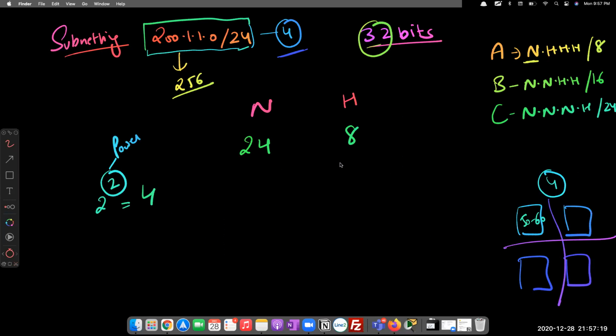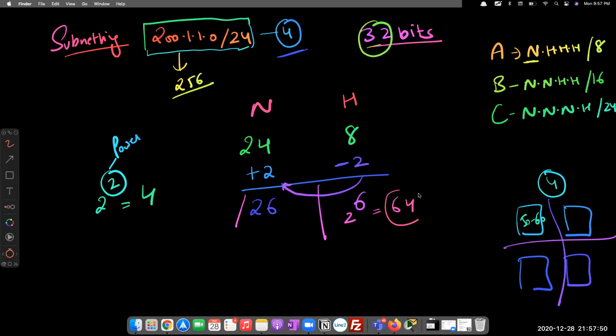So I'm going to add this 2 here, because I want to increase my network bits. So that is 26 now. And I need to reduce that 2 from here, because I'm going to change these host bits into the network part. This is the reason I'm reducing 2 here. So I'm getting 6 here. So it means I'm going to have slash 26, and 2 to the power of 6 is 64. So we will have around 64 IPs in every group.